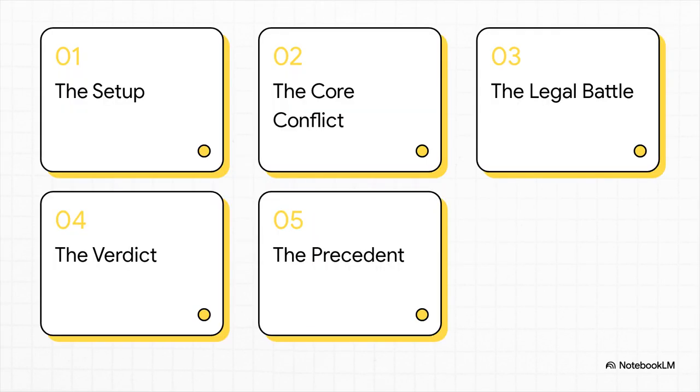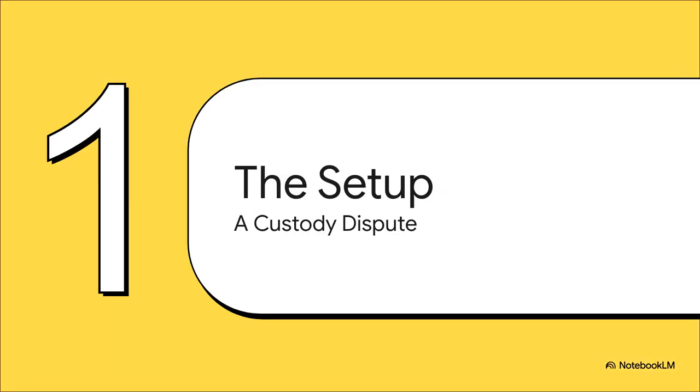Okay, here's how we're going to tackle this, just like a proper case brief. First, we'll lay out the facts, the setup. Then, we'll pinpoint the core legal conflict. After that, we'll dive into the arguments from both sides, analyze the court's brilliant reasoning, and finally, we'll unpack the huge precedent this case set. So let's set the stage.